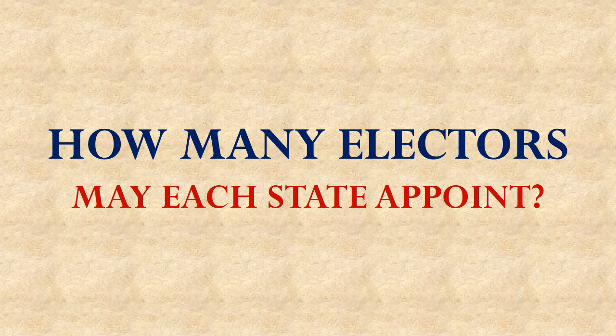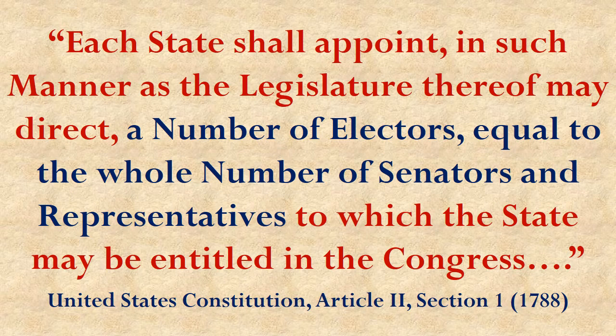If we have these electors choosing the President of the United States for us, and they're chosen by state legislatures, how many electors does each state get to appoint? There's a formula provided for this in the Constitution, again in Article 2, Section 1. It says that the electors for each state will be equivalent to the numbers of senators and representatives from that state.